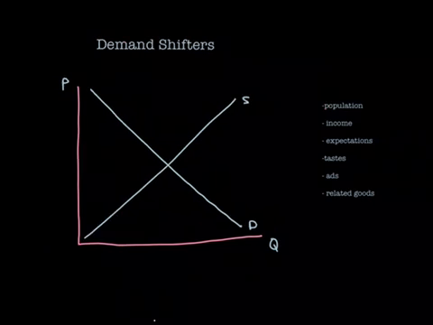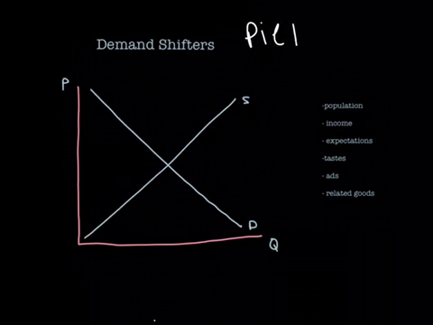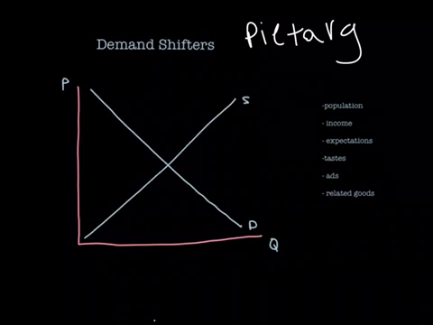While it would be nice for the demand and supply curves to stay where they are, they can shift. So for the demand shifters, there is a great acronym called PITEAR. And that acronym stands for Population, Income, Expectations, Taste, Advertisements, and Related Goods.